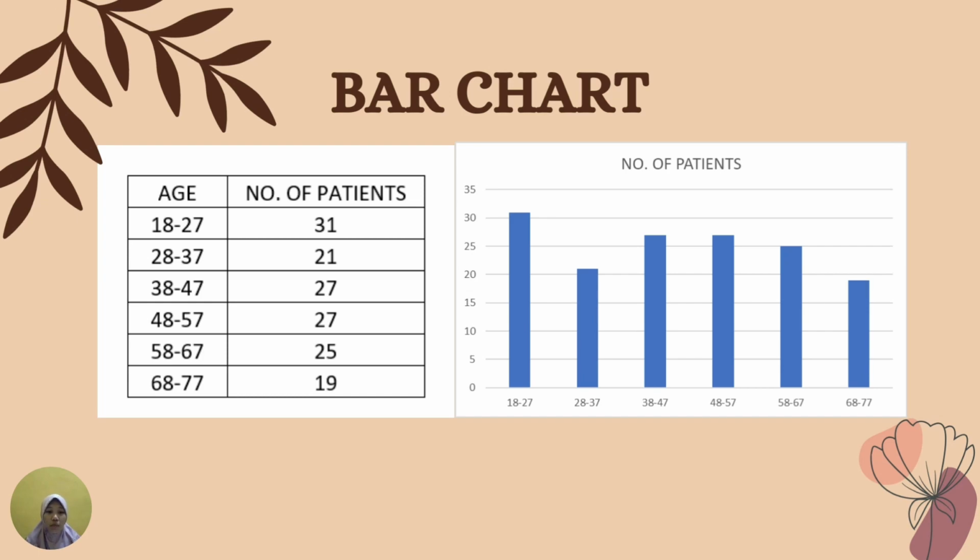A bar chart can be observed based on the table. On the horizontal axis, we use the age from 18 to 77 years old, while the vertical axis uses the frequency value.